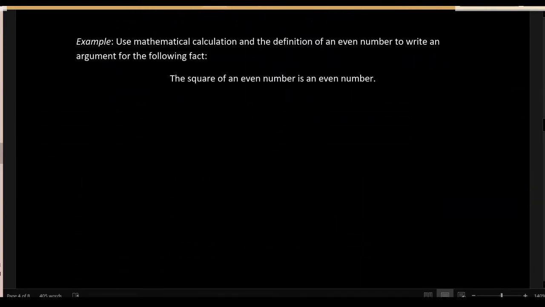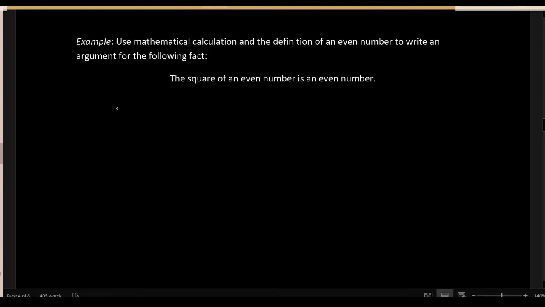Now let's practice using a definition and using mathematical calculations to write a persuasive mathematical argument for the following fact. The fact is this: if you take the square of an even number, the result is also an even number. So for example, 2 is even, you square it, you get 4, still even. 4 is even, you square it, and you get 16, and that is still even. We're going to try and write an argument that shows that that tendency is true not just for 2 and for 4, but for any even number. If you square it, the result will also be even.